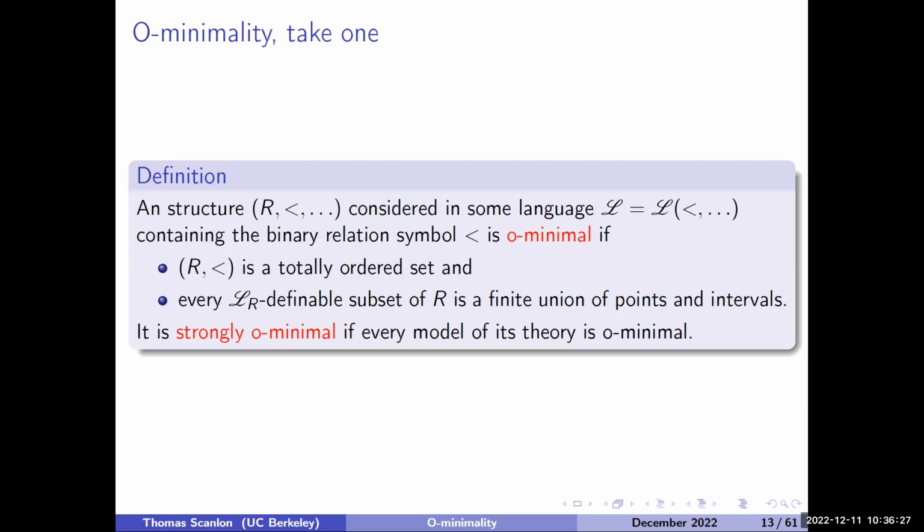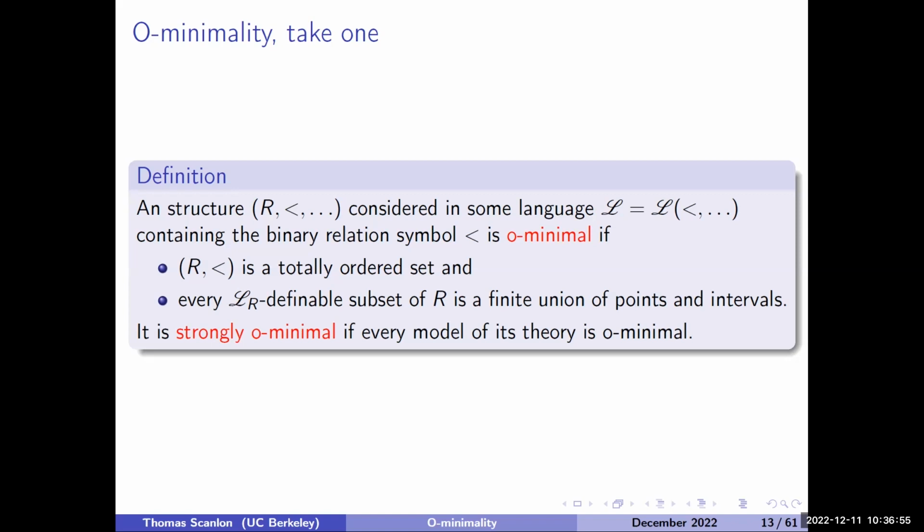So a structure is O-minimal if it's totally ordered by the specified order relation, and in one variable, all that you can define are points and intervals. We're defining using points and intervals. That's what it means to be O-minimal. And it's strongly O-minimal if that's a property of its theory. And if you don't like that, in a moment, you don't have to worry.